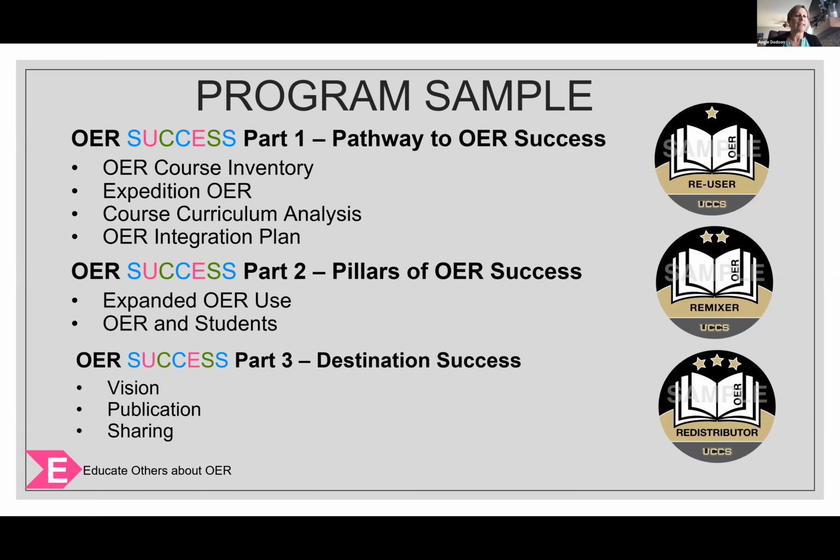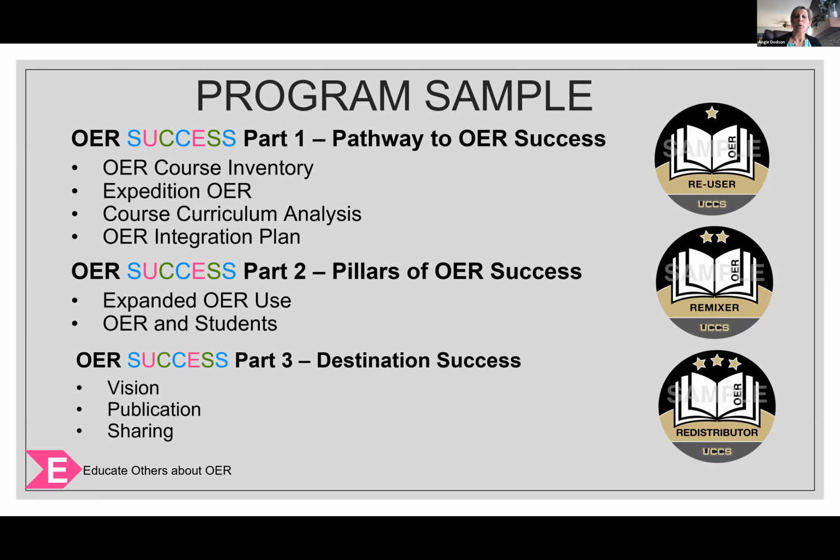So this kind of highlights the OER Success Program at UCCS. It's divided into 3 parts and tied into the 5 Ws. So the OER Success Part 1 deals with those 5 Ws: finding OER, understanding why it's used, doing a course inventory, and then putting that plan into place for how that OER is going to be implemented. And participants will earn a reuser badge, which represents both the retaining and the reuse of OER at that stage.